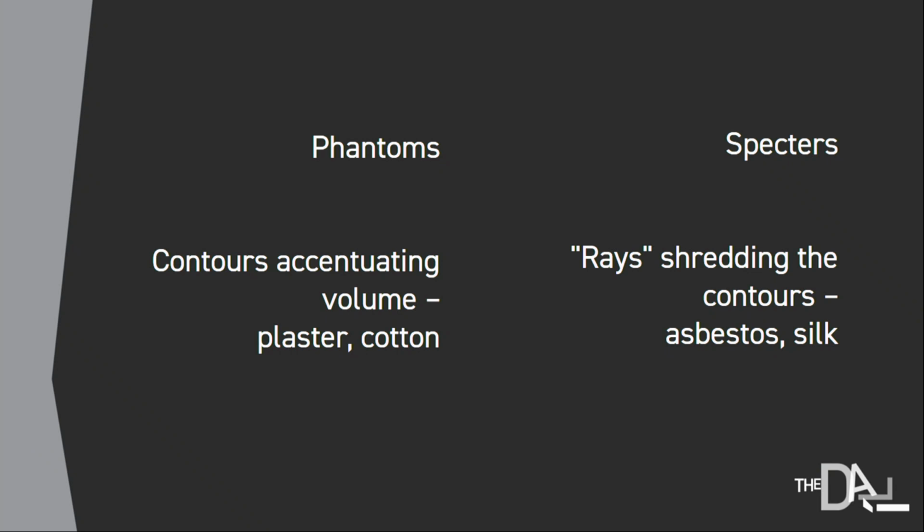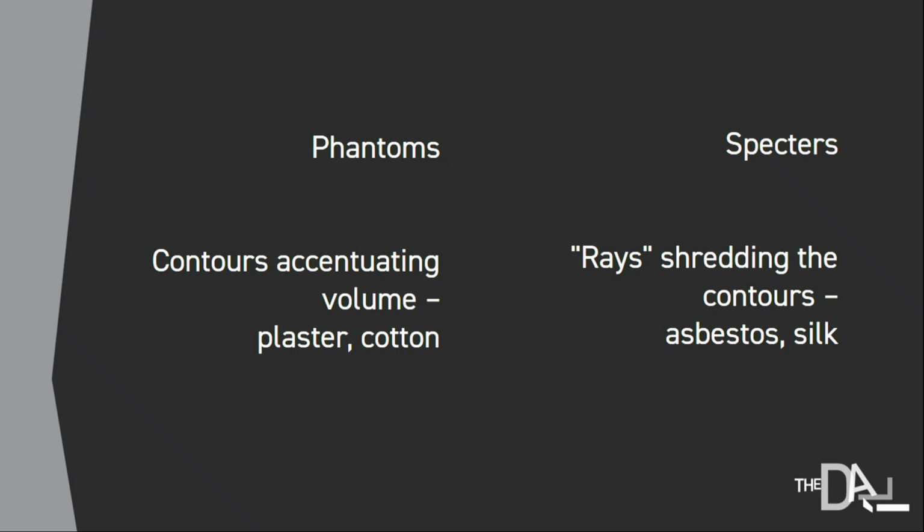So I'm going to go through just a couple of the ways that Dalí defines these two figures to try to understand it a little bit better. We'll see if it works. There are some very strange ideas. A phantom, thinking of the nursemaid, contours that accentuate volume. So plastering cotton is what Dalí thinks about when he thinks of this kind of accentuated form. In contrast, a specter, that skeletal kind of structure, is rays that shred contours. So if the one has a volume contour, this has almost no contour. It's stripped apart. It's like asbestos or silk.